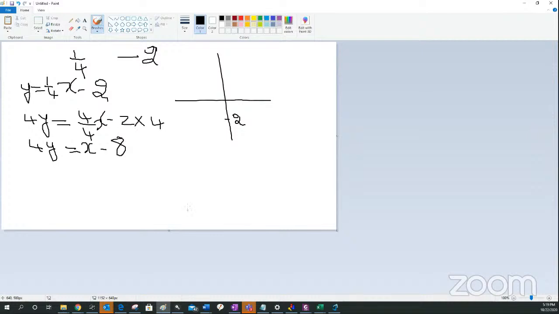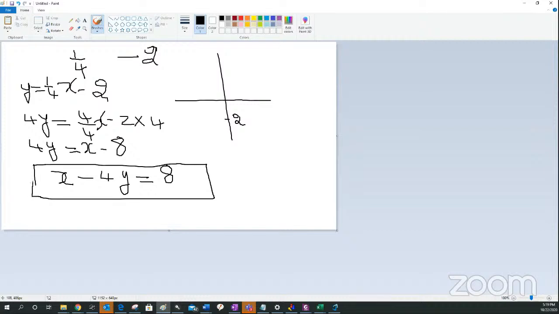By then, if you look at your multiple choice, you don't see anything that looks like that, so you still have to do some work. If you really want, you can move the y here and move the 8 to the other side. So that would be x minus 4y equals 8, you move the negative so it becomes 8. And if you look, that looks like the A value, so that would be A. Any questions?